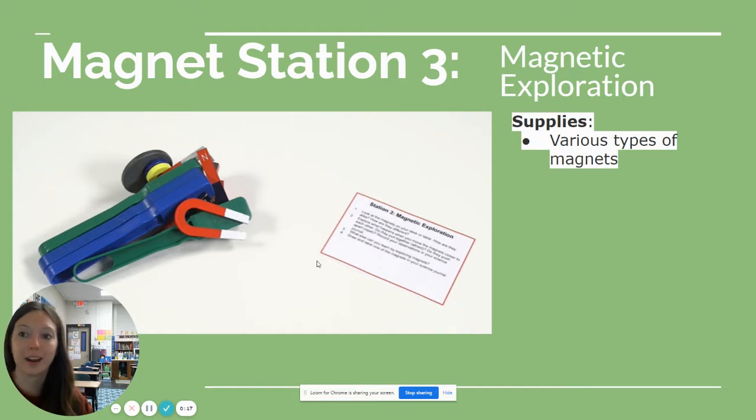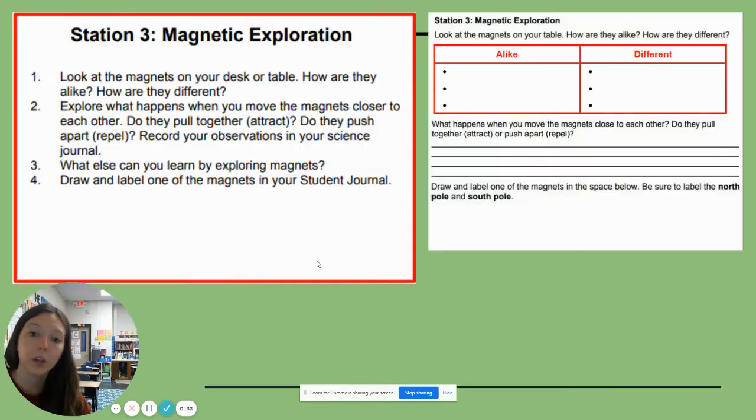It is called magnet exploration, and for this one you'll just need various types of magnets. If you don't have different types of magnets at home, that's okay. I will do the lab for you, and you will just record your observations on your paper. So here are the directions.